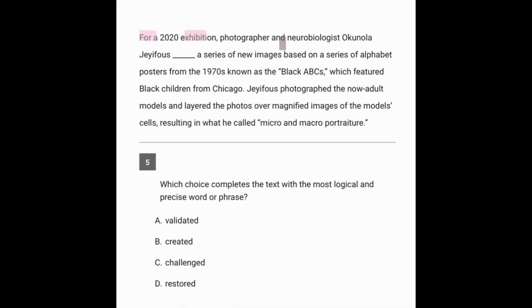So here, let's read so we can invent our own word. For an exhibition, this person blanked a series of new images based on a series of posters from the 70s, which featured black children from Chicago. The person photographed the now adult models and layered the photos over magnified images of the models' cells, resulting in what he called micro and macro portraiture.